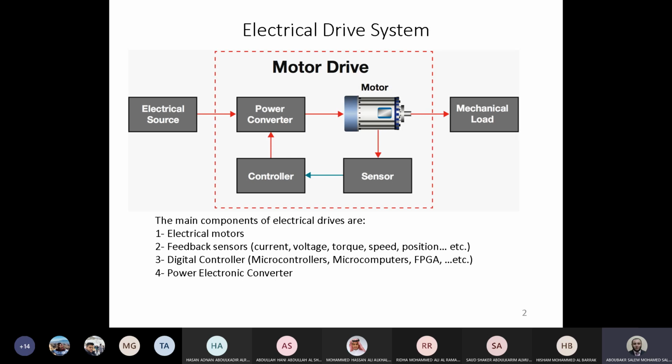We discussed last class with this diagram for electrical drive system, and we discussed the components of all of the electrical drive systems. One of the drive system components is the power electronic converter. It's one of the essential parts. So today, inshallah, we are going to discuss in detail what are the different types of power electronic converters and how we can control these power electronic converters.